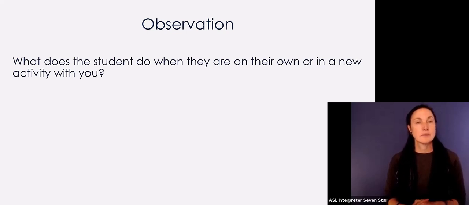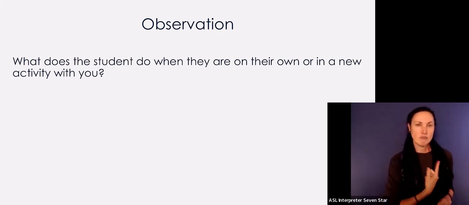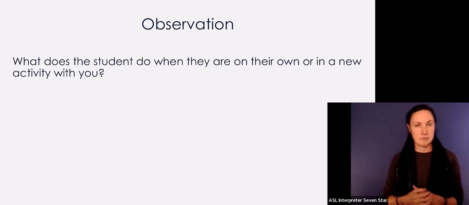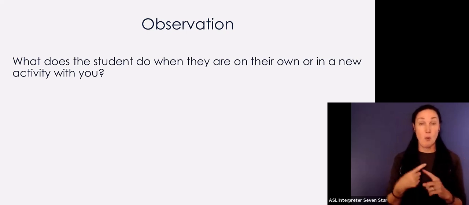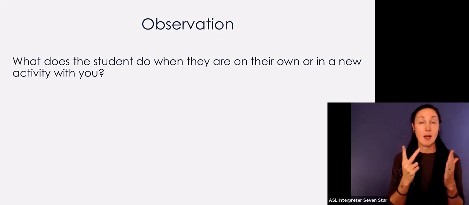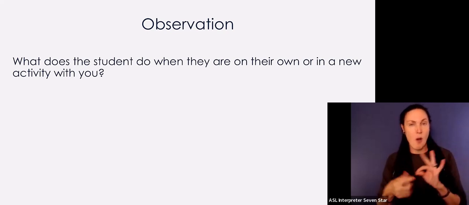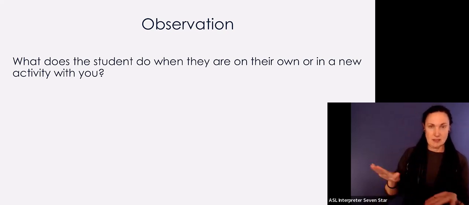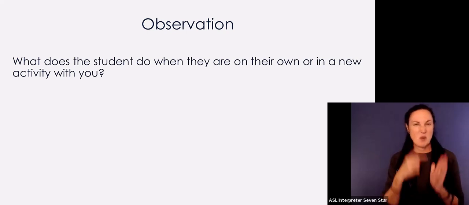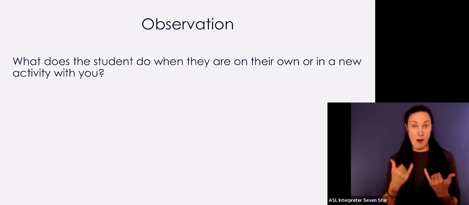So what does the student do when they are on their own or in a new activity with you? So that's one of the places you might want to do this kind of an observation, so that I can start writing down the observation. And know that when you're writing down what you see the child doing, you're going to write what you see the child doing exactly. You are not going to write down what you think they're doing. You pay attention to exactly what you see them doing. And so we'll show you an example, and we'll do that a little bit later. We just want you to keep in mind about how important your observation is.